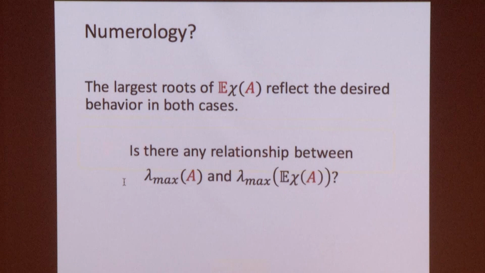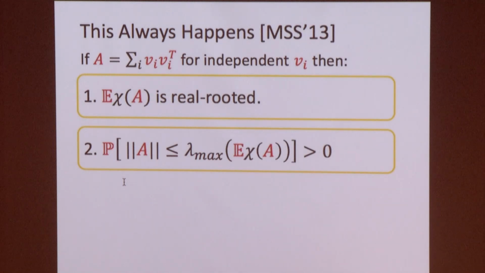And so the punchline is that this is what always happens. If you have a sum of independent rank 1 random matrices, if A is equal to a sum of v_i v_i transpose, then the following 2 things always happen. The expected characteristic polynomial is always real rooted. And the norm of the random matrix is less than the largest root of the expected polynomial with positive probability, always. So in particular, this implies, for the previous 2 examples, the existence of good partitions for KS2.